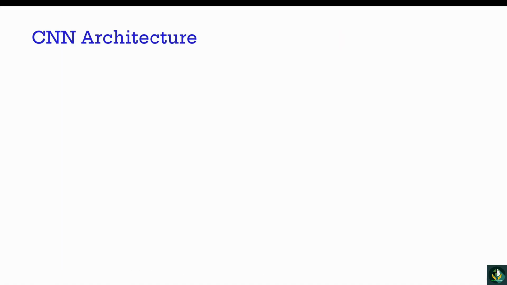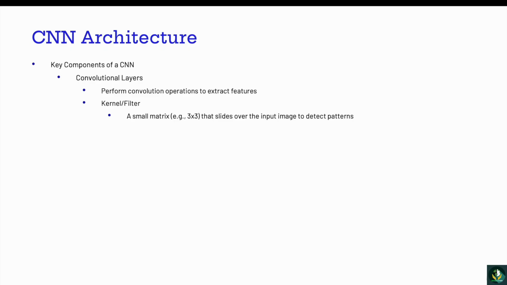Next, let's look at the CNN architecture. Some of the key components of a CNN are convolutional layers. They perform convolutional operations to extract features. Then it has a kernel or filter, which is a small matrix, for example 3 by 3, that slides over the input images to detect patterns. And then we have the output: the feature maps highlighting specific patterns in the input.